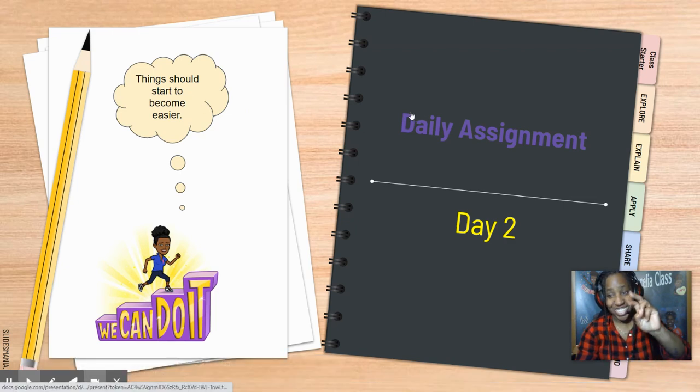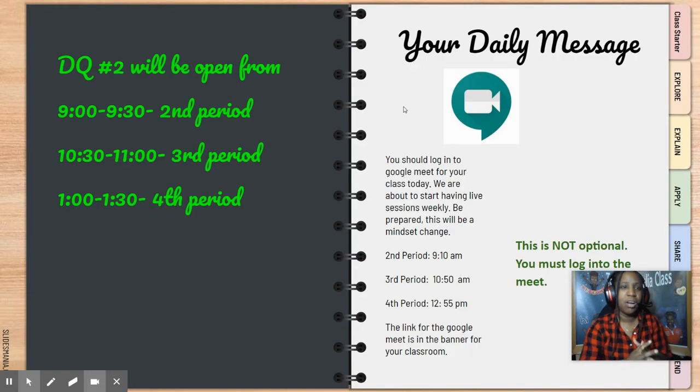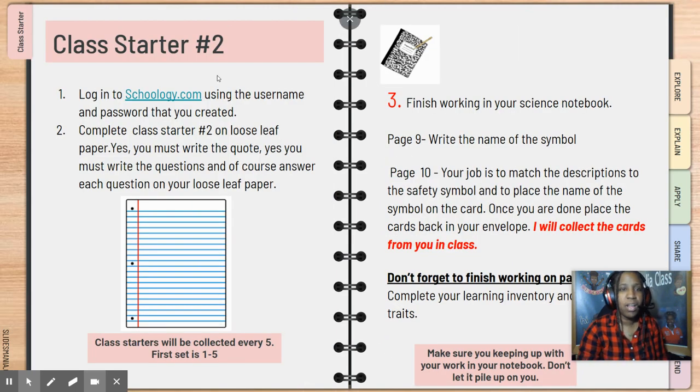So we are at day 2. Things should start to become easier because we've set up and done all of the hard work yesterday, and on the first day, you had to listen to me talk. Today you will have your daily quiz number 2. Here are your login times. I finally got my mind wrapped around the fact that I now have a third period, so that is updated. We are on class starter 2. For this class starter, you do have to actually write. The first one was your example, so all of your class starters should be set up like that from here on out.